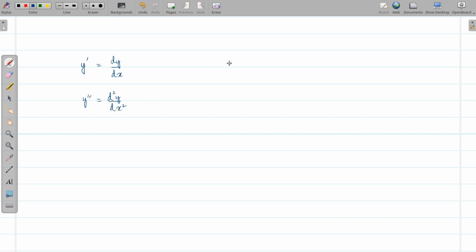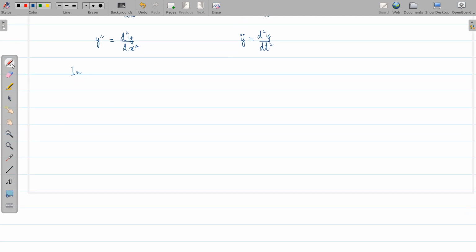This we already know. In physics, we have one more notation: we use a dot, and sometimes a double dot. What's the difference between putting a prime and putting a dot? Sir, it is differentiation with respect to time. Very good. So this is differentiation with respect to time: dy by dt, and d square y by dt square.